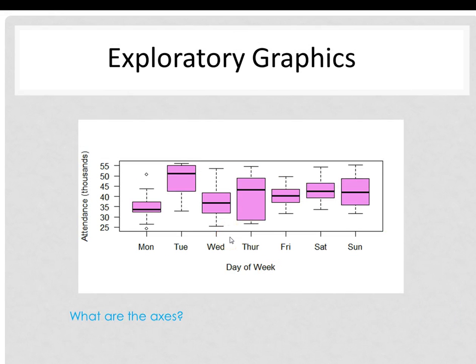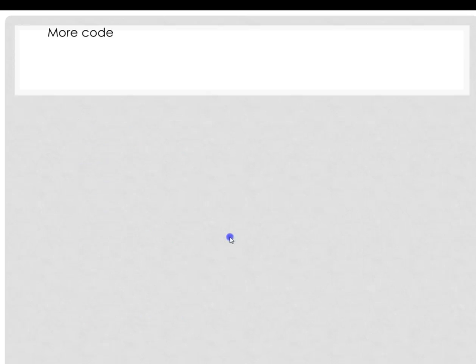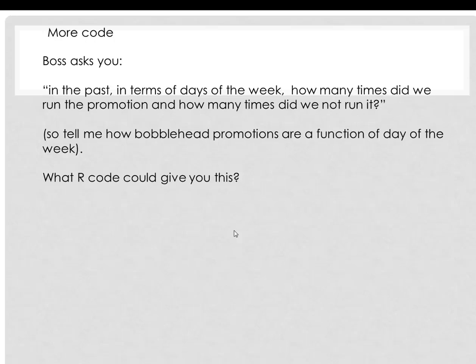Okay, here it is. So we can get everything. Here's some more code. So how about this one? Your boss asks you, in the past, in terms of days of the week, how many times did we run the promotion and how many times did we not run it? So we want to see, on Mondays, how many times did we run our promotion? On Tuesday, how many times did we run our promotion? And how many times did we not run our promotion? On Wednesday, how many times did we run our promotion and how many times did we not run our promotion? Your boss wants to know this.